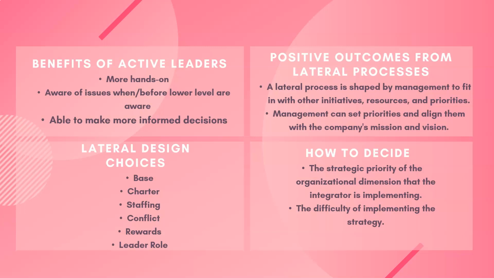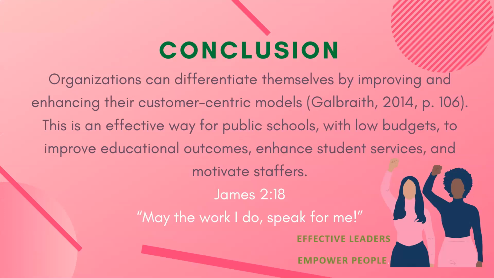And then also, how do you decide which of the 5 lateral functions that you will choose? How do you know if you need to use voluntary or informal groups? How do you know if you need to lean towards formal groups or matrix organizations? Well, the strategic priority of the organization will dictate which of those you can use, and any of them can be used at various times. And then also the difficulty of implementing the strategy will also dictate.